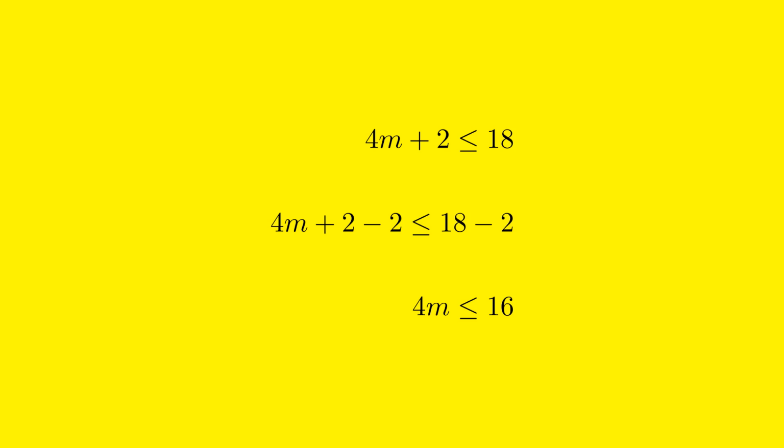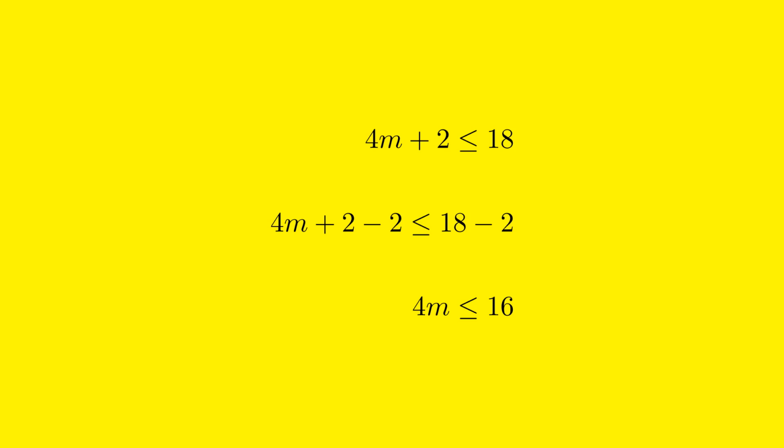When we subtract 2 from the left-hand side, we have 4m plus 2 minus 2. This simplifies to just 4m because 2 minus 2 is 0. Now, we must also subtract the same amount from the right-hand side to maintain the balance of the inequality. So we subtract 2 from 18. 18 minus 2 gives us 16. Now, combining the simplified left-hand side with the new right-hand side, we get 4m less than or equal to 16.